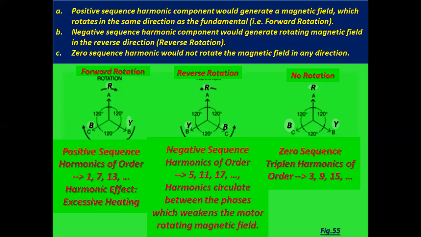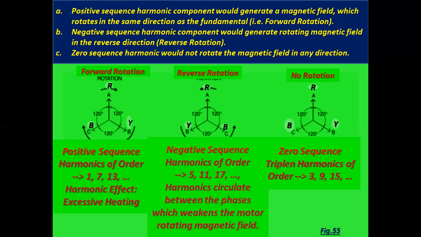See the diagram. A, forward rotation, that is positive sequence harmonics of the order 1, 7, 13, harmonic effect, excessive heating. Positive sequence harmonic component would generate a magnetic field which rotates in the same direction as the fundamental, that is forward rotation.